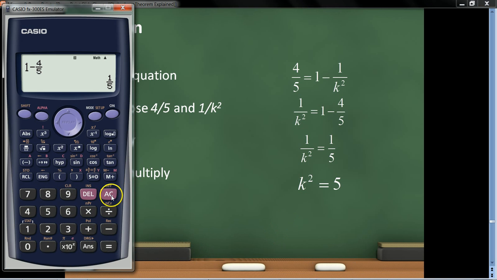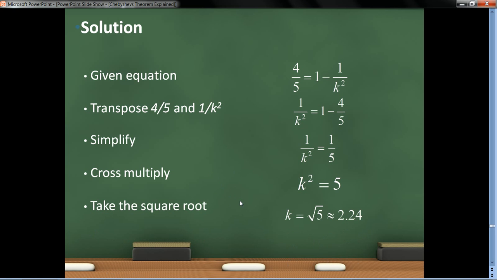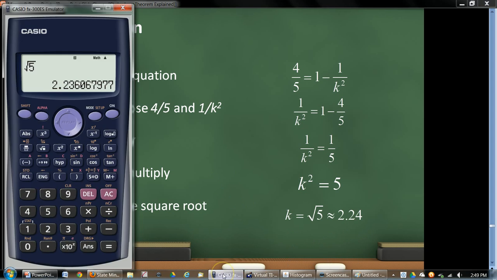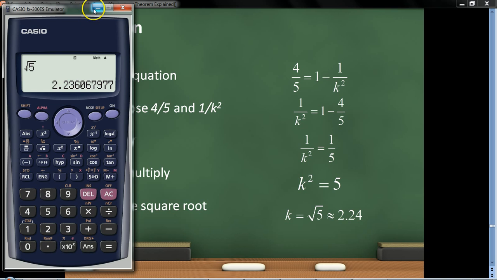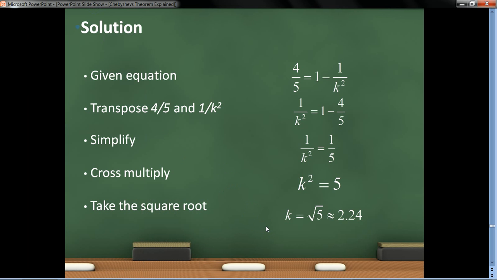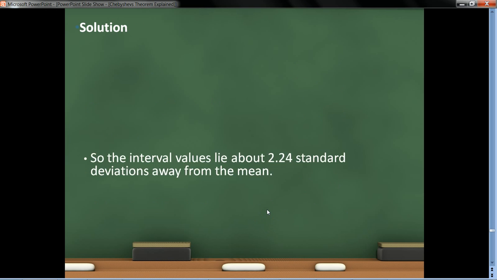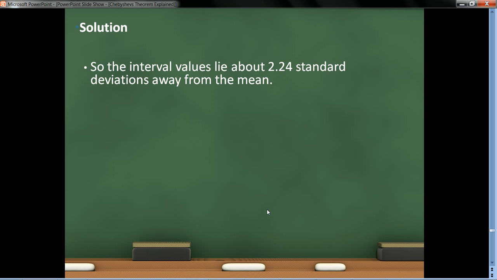Let me stick with this scientific calculator here. I'll hit the square root key, put in a 5, and then change that to decimal form. Looks like about 2.24 rounded to 2 decimal places. Let me look at that number. 2.24, pardon me. There we go. So what are we saying here? 80% of the data lies within 2.24 standard deviations of the mean.